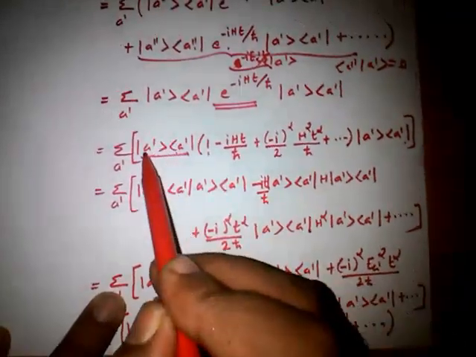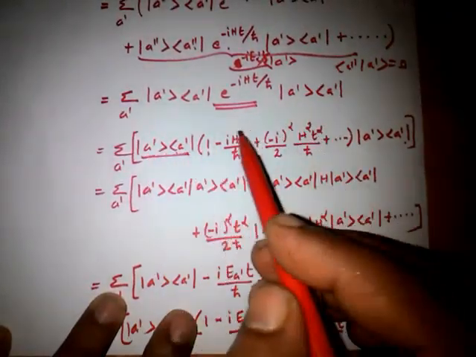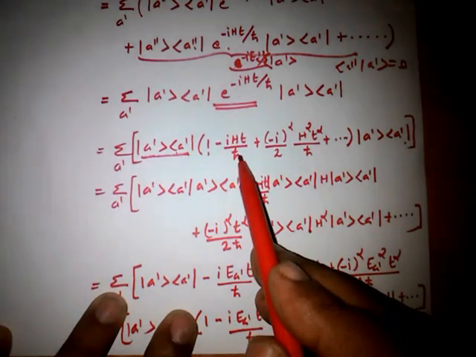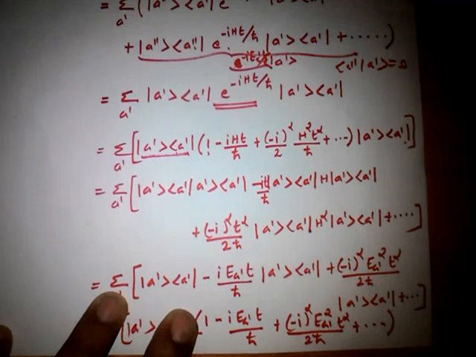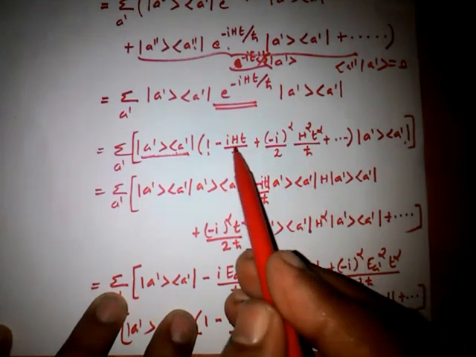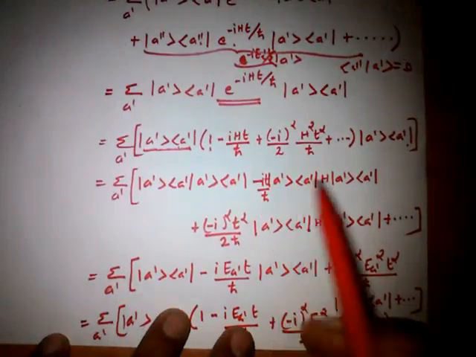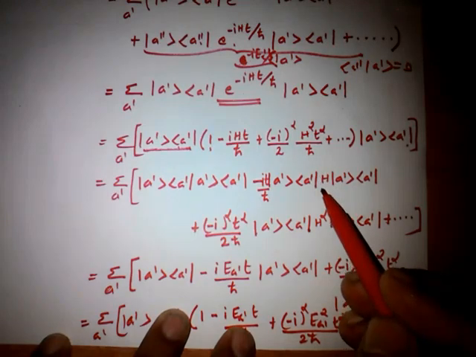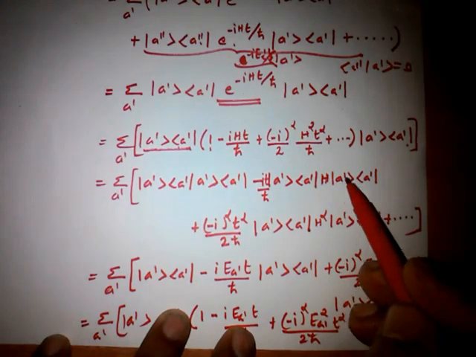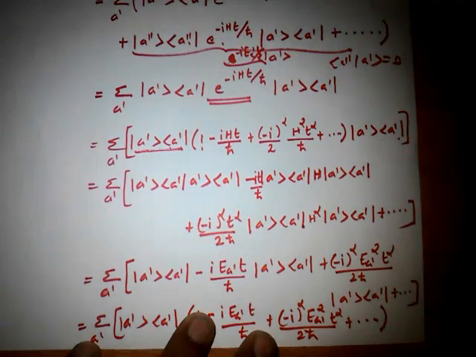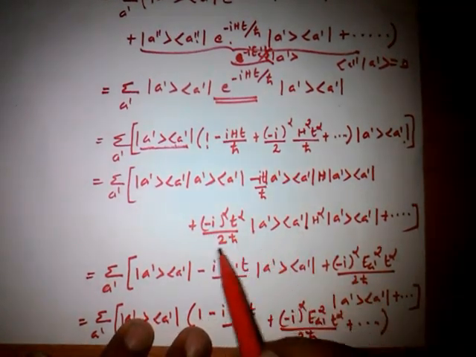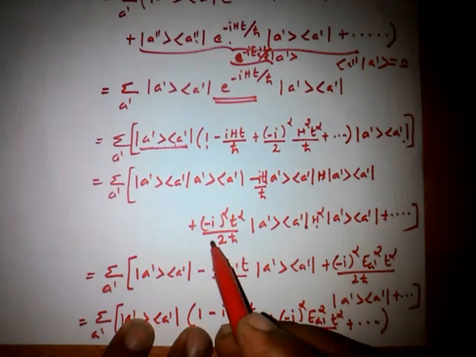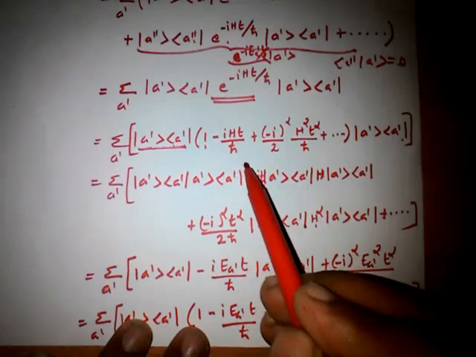And the second term, if you are multiplying the outer product of a dash into iHt divided by h cross into the outer product of a dash, that means minus i over h cross, we can take outside because it's a constant value, and then the outer product of a dash into H is operating on the outer product of a dash. And the next term I have written here, H squared is acting on the outer product of a dash. In this way we can write the above step.